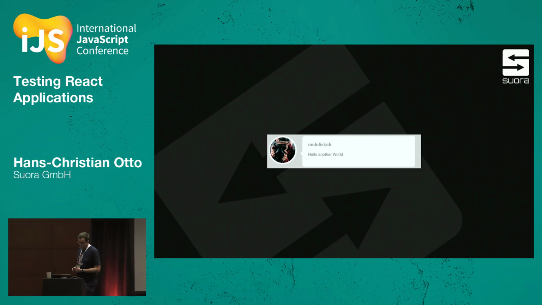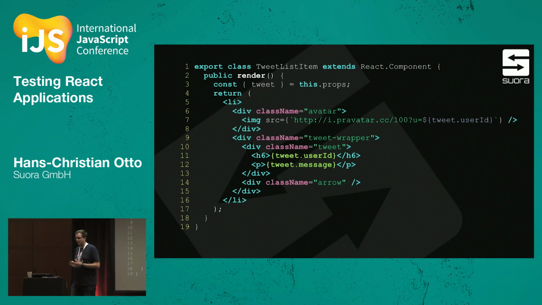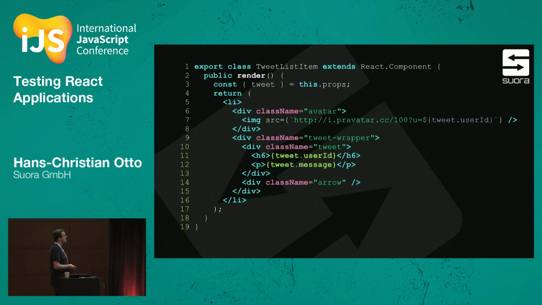The list item component could look somewhat like that. We could also write it as a function component, but in my experience most people are more confident, at least right now, with class components. That's why I leave it like this. So it's a stateless class component. It only has a render method, takes the tweet from the props, and renders the data of the tweet somewhere in there.